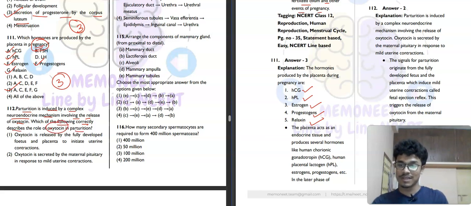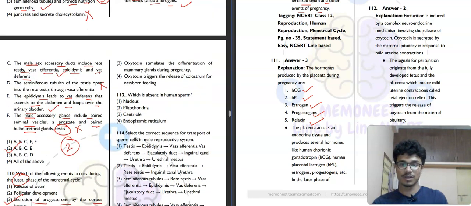Okay, so the first statement says oxytocin is released by the fully developed fetus and placenta to initiate the uterine contraction. This is not correct. Oxytocin is secreted by the maternal pituitary in response to mild uterine contraction is absolutely correct. So that's why the second option will be your correct answer for this question. Let's read the other statements as well.